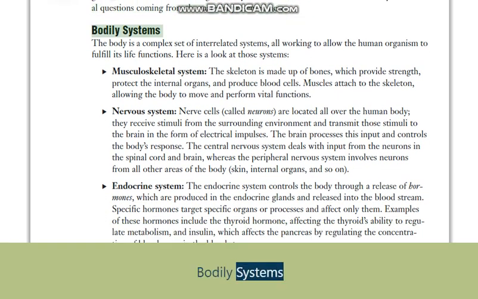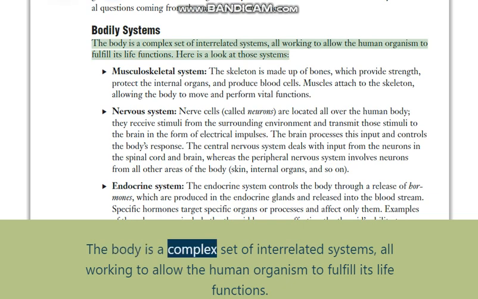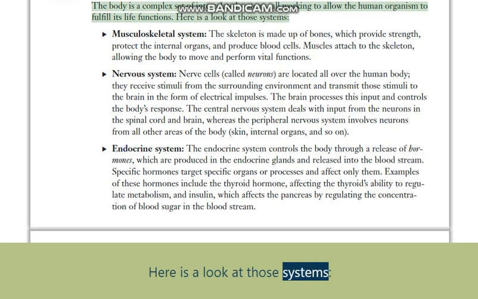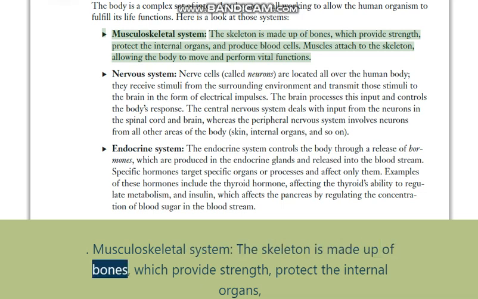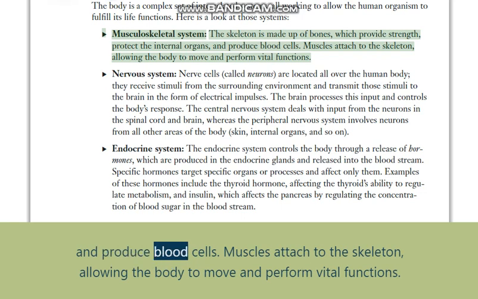Bodily systems. The body is a complex set of interrelated systems, all working to allow the human organism to fulfill its life functions. Here is a look at those systems. Musculoskeletal system. The skeleton is made up of bones, which provide strength, protect the internal organs, and produce blood cells. Muscles attach to the skeleton, allowing the body to move and perform vital functions.